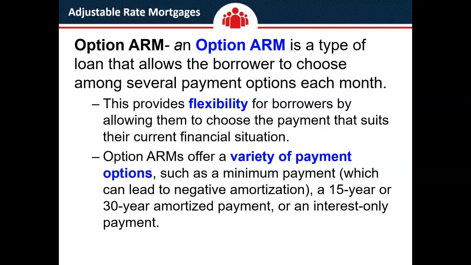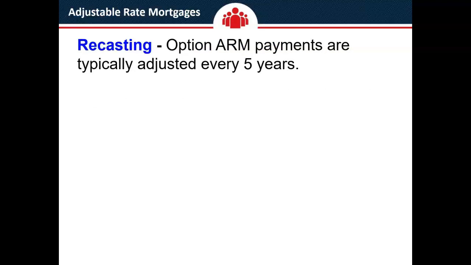So on an option ARM, a borrower has usually 4 payment options. They can choose the minimum payment, which is less than the normal payment, but the part that they don't pay gets added to the end of the loan, causing negative amortization. They can make a 15-year payment, they can make a 30-year payment, or they can make an interest-only payment. Every month, they can choose a different option. Again, pretty dangerous, because what led to the mortgage meltdown is people paid only the minimum, and the balance on their loan grew, and they had a lot of negative amortization, and the loans did something called recasting.